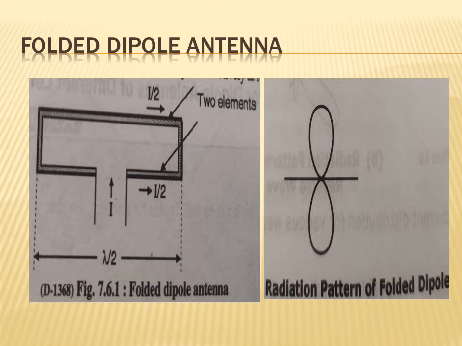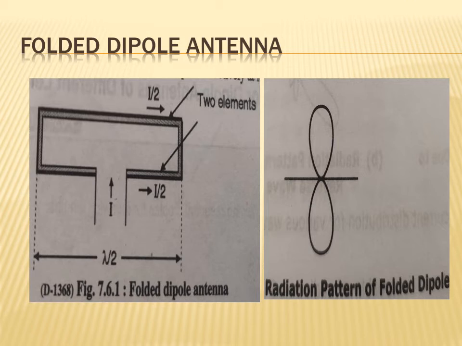I is the total current flowing through the circuit. It is divided into two parts or two arms. So the current flowing through each arm is I by 2. The length of this folded dipole antenna is lambda by 2. This folded dipole antenna is used in the Yagi-Uda antenna.